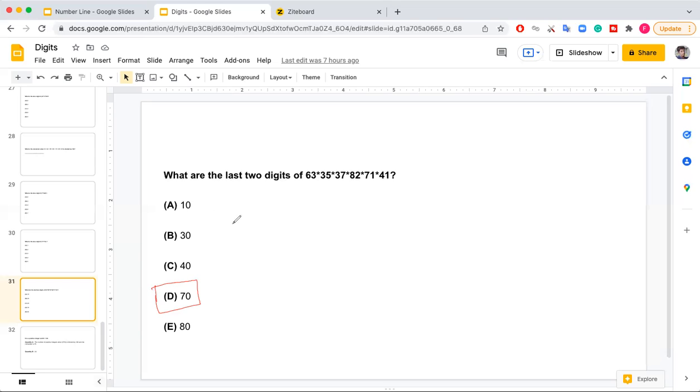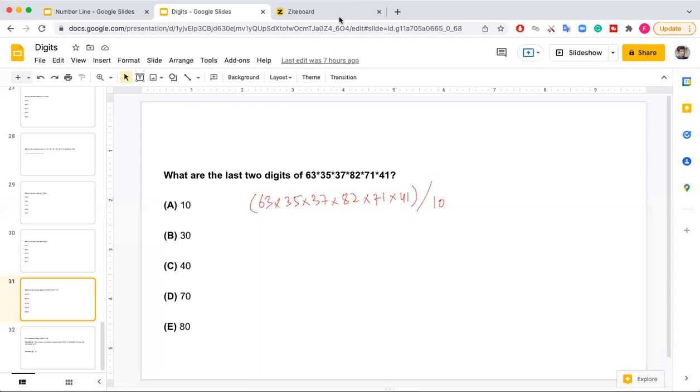Okay, so the question is asking, what are the last two digits? One way is just keep multiplying and come up with the last two digits. The other way is, how can we get the last digits when we divide the whole value by 100? Exactly what we discussed in the question earlier. So we have this value, 63 into 35 into 37 into 82 into 71 into 41. And to find the last two digits, we just divide this by 100.